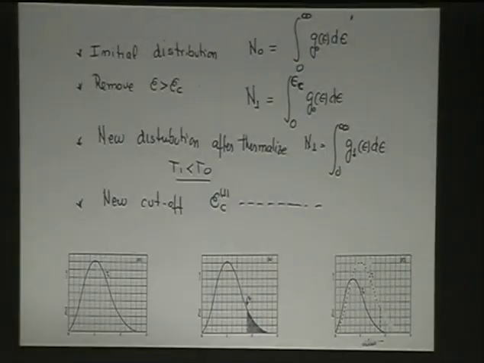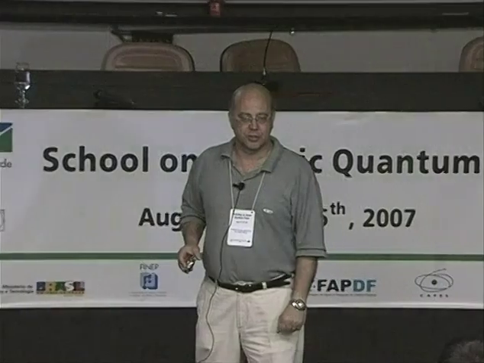And if you want an easy scheme, you start with an initial distribution. The number of particles is the integration. Imagine that G is like a Maxwell-Boltzmann distribution.